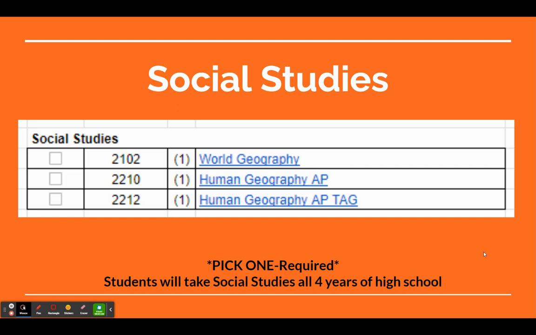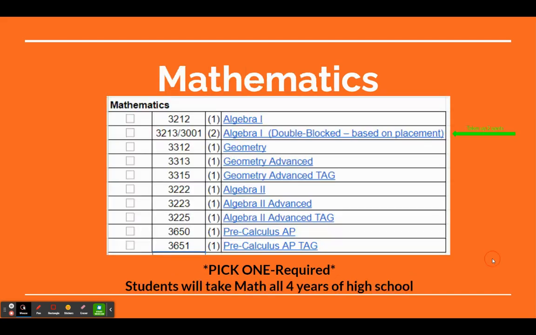So everybody go ahead and put a dot next to the social studies you would like to take next year. I will say if you're planning on maybe trying the IB program, you need to make sure you're checking the AP Human Geography option. That is the one the IB program requires.